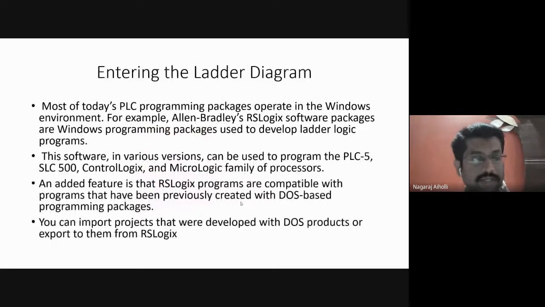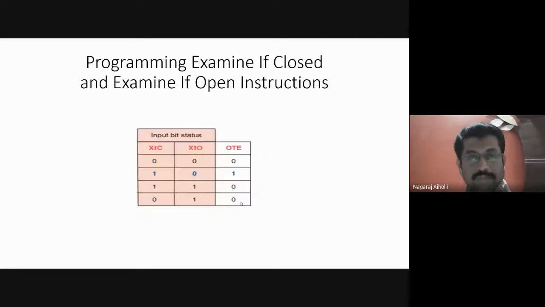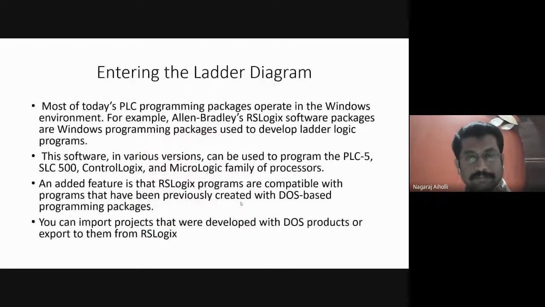The next part of the module is entering the ladder diagram. The possible questions that may appear on the topics that we covered: they may ask in an examination to explain the various internal relay instructions. That is one possible question. And the second possible question is to explain with examples programming examine if closed and examine if open instructions. Those may be the two possible questions that may appear in the examination. Okay.